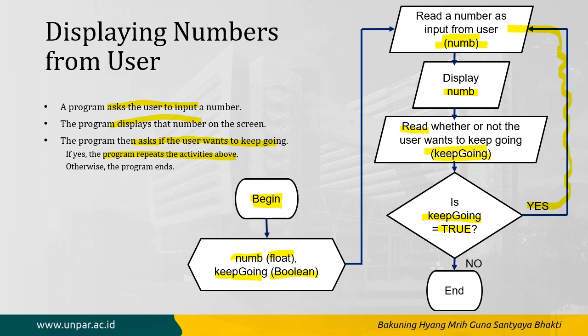So the Boolean variable can have the value of true or false. In this case, if it's true, it means that the user wants to keep going with the program. If the value is false, the user does not want to continue with the program. Okay, so that's how we represent this problem in the form of a flowchart.